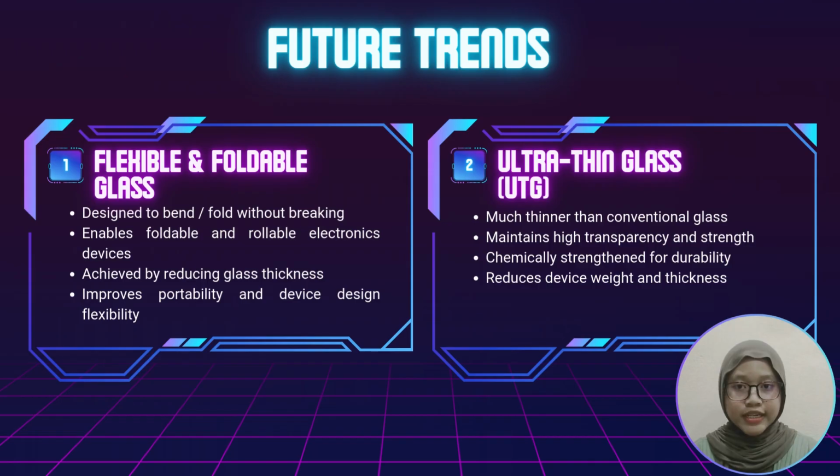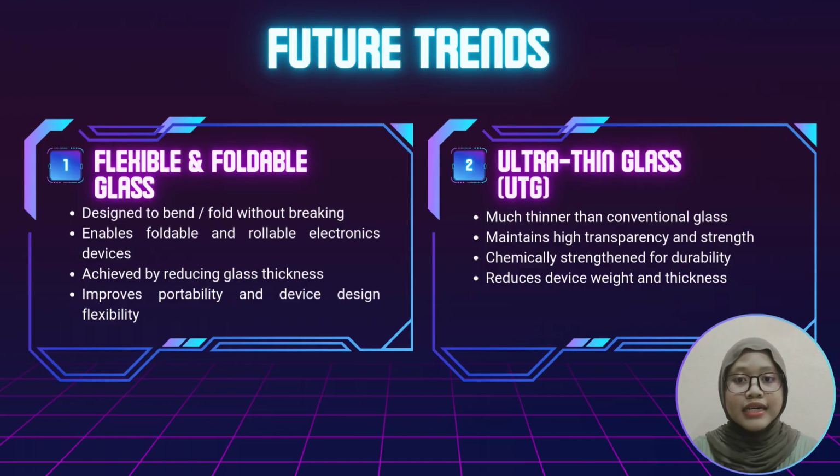For the future trends, one of the major future trends is the development of flexible and foldable glass. This type of glass is designed to bend or fold without breaking, allowing new designs such as foldable and rollable electronic devices. From a material science point of view, this is achieved by reducing the thickness of the glass and improving its flexibility. Flexible glass improves portability and allows manufacturers to create innovative device designs that were not possible before.